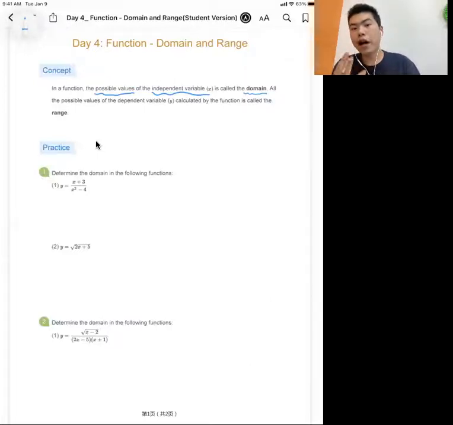So we need to have some domain for this function because we know certain values cannot be inserted into this function. And similarly, the range is just all the possible values of the dependent variable. Again, since you cannot put a rock into your blender, of course you cannot have a rock smoothie in return. That's why we also have the range. So if we understand what a domain and a range are, let's see if we can determine the domain and also the range in the following functions.